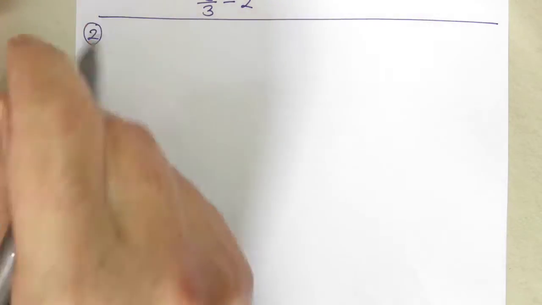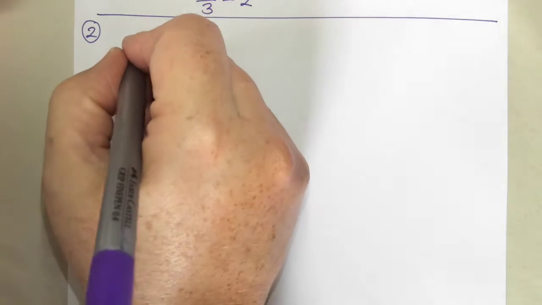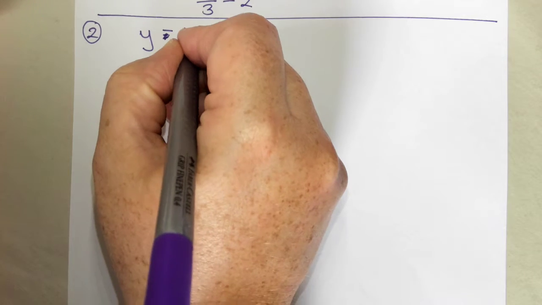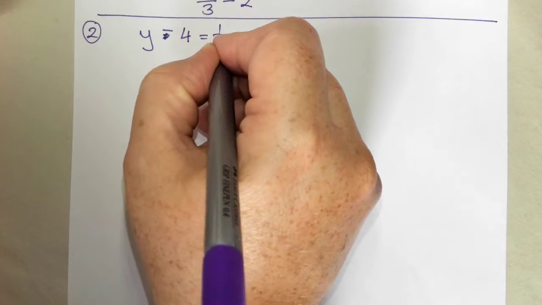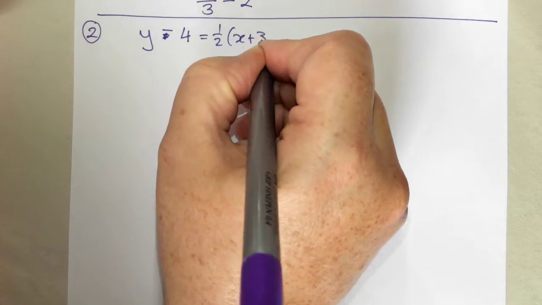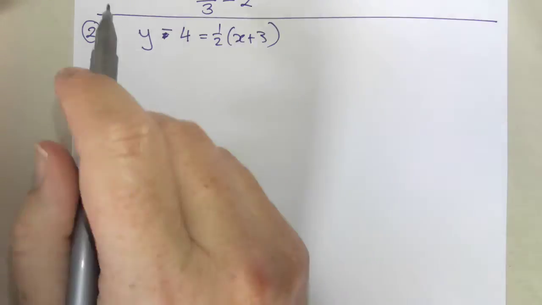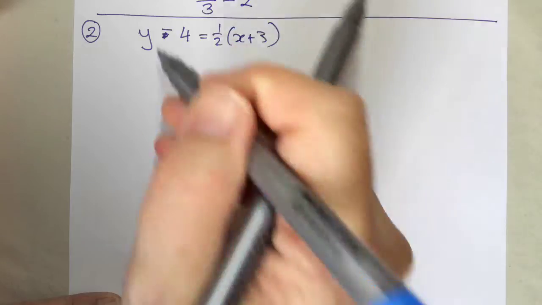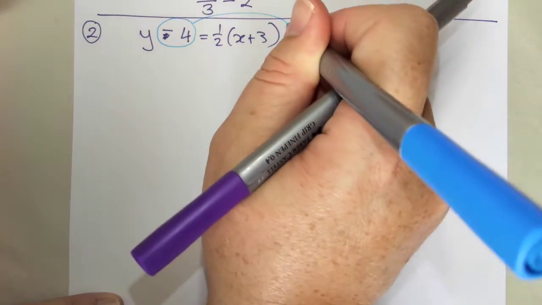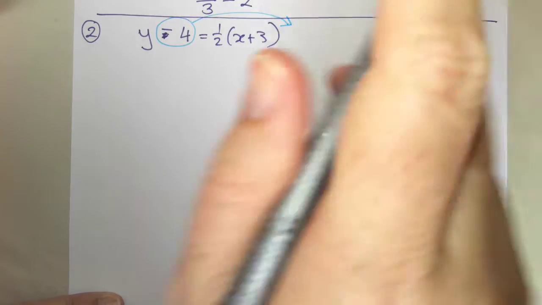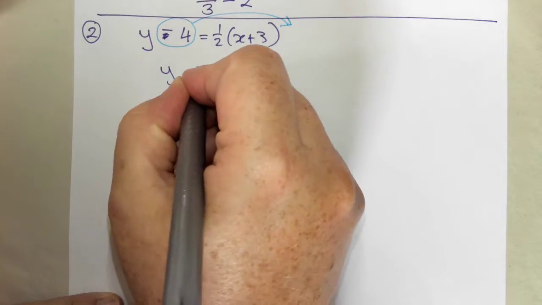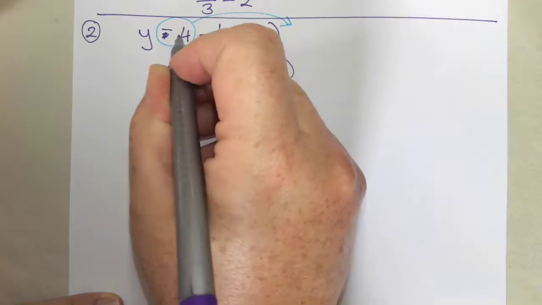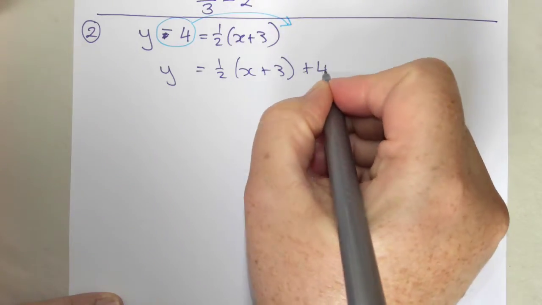Let's now look at example number 2. So it says make y the subject of y take away 4 equals a half bracket x plus 3. Okay, so make y the subject. So I wanted to get this negative 4 and take that to the other side. Alright, so leave the y, leave my equals half x plus 3, and from a minus 4 it becomes a plus 4.